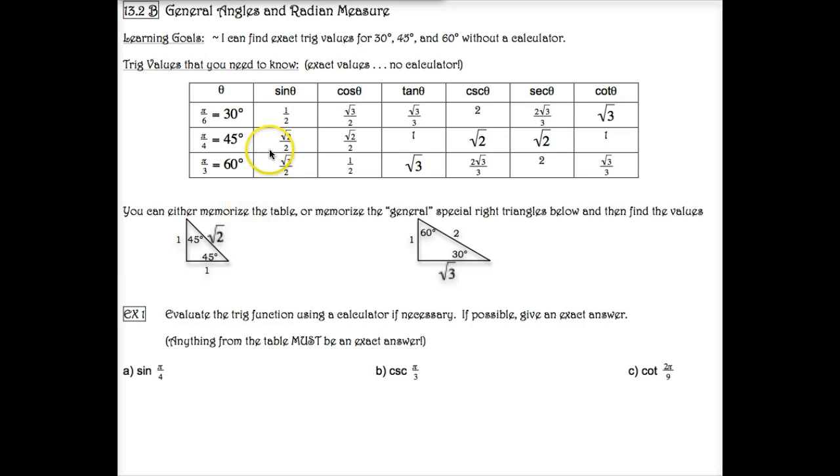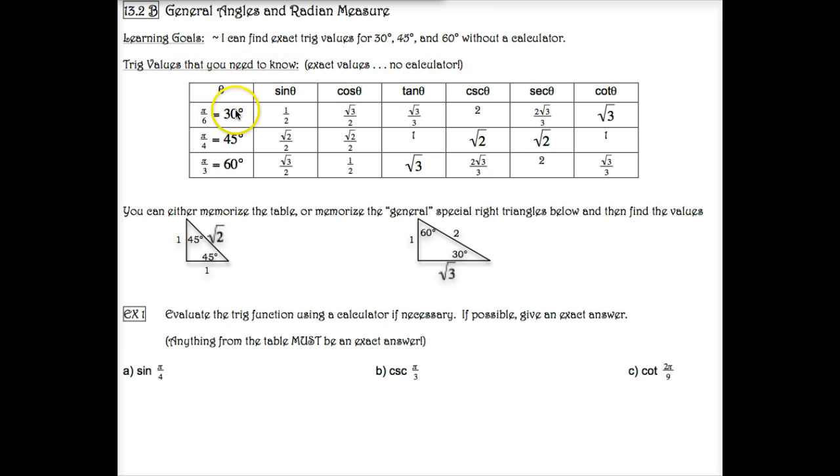Okay, so today we are going to look at what is going to become the basis for our unit circle. That's going to be something that's really, really important. So in order to be able to create a unit circle and use it properly, we have to have a very good understanding of the exact trig values for our special angles, the 30, 45, and 60 degrees. We need to be able to find those exact trig values without using a calculator.